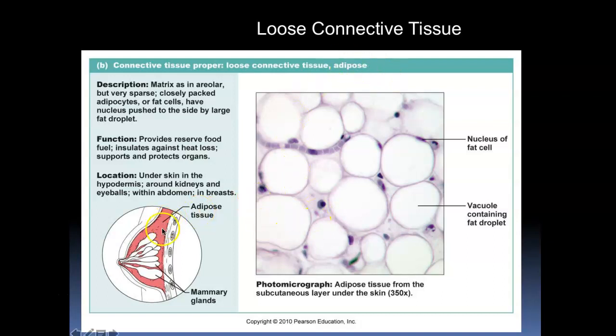And then it's just showing you the adipose tissue that's underneath the mammary glands. It'll usually be found under the skin, around the kidneys and the eyeballs. Interesting, because you have to have cushion for your eyeballs, and then the abdomen, and then the breast. It can serve as insulation against heat loss, and for support and protection. All right, so that's dense, then loose connective tissue.